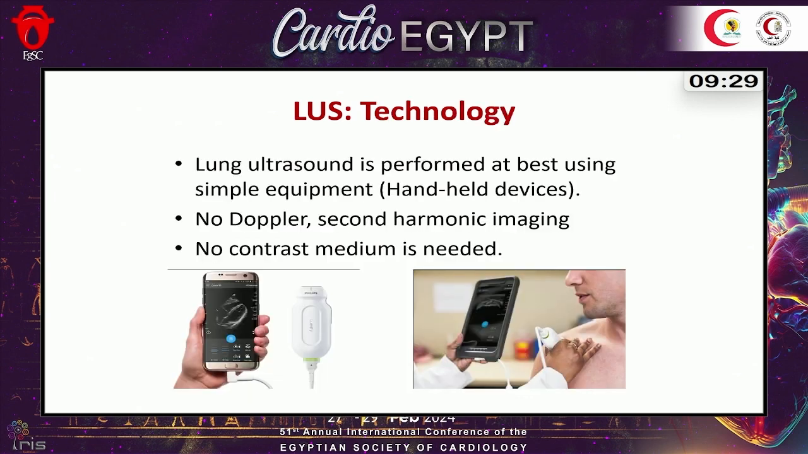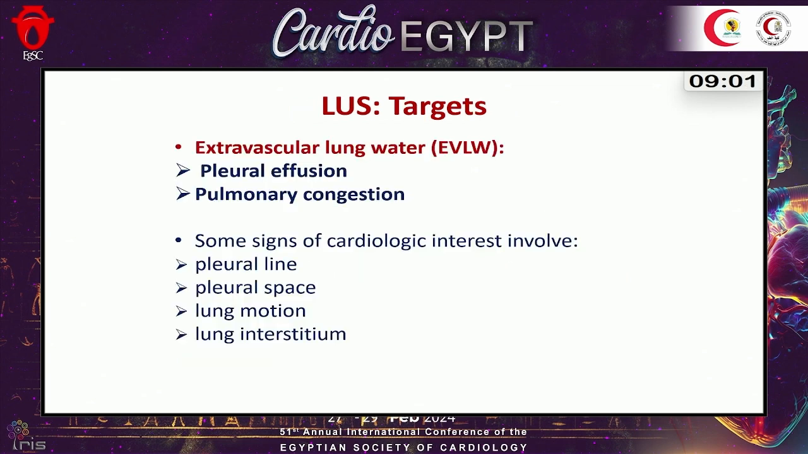Actually, the European Association of Cardiovascular Imaging has advocated the handheld devices to be available in the emergency departments to assess the lung in the emergency cases of acute heart failure. It requires no Doppler, no second harmonic imaging, no contrast, just a handheld device. And it can rule out, with a negative predictive value of up to 100%, acute heart failure.